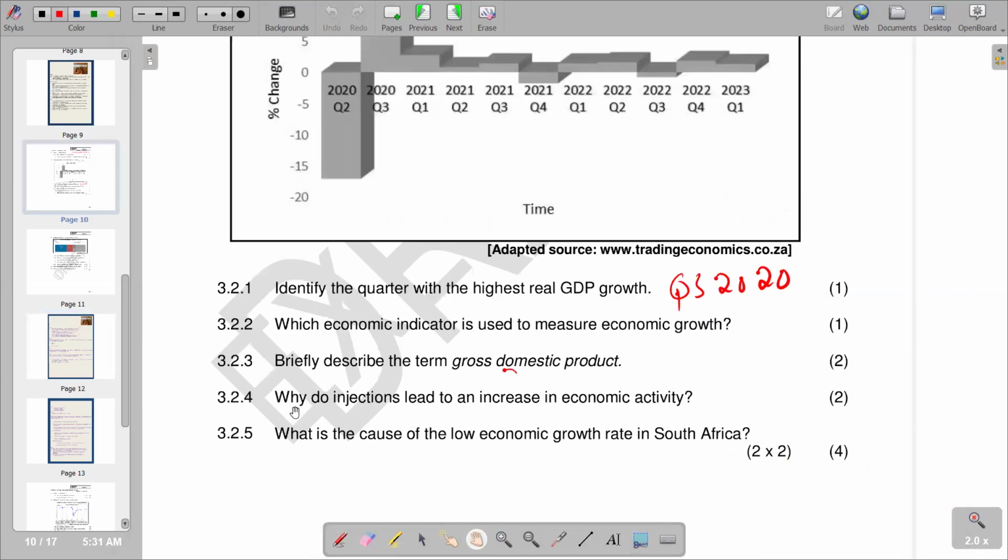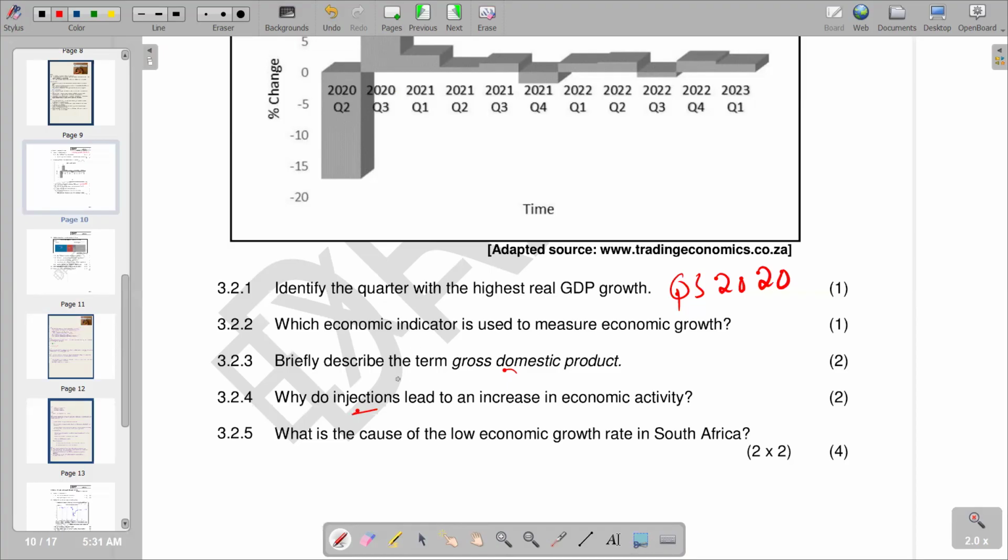On 3.2.4, it reads, why do injections lead to an increase in economic activity? So obviously, we want to understand what we mean by injections in the economy. Basically, injections is an addition or introduction of income to the circular flow of an economy. Therefore, injections increase the flow of income in an economy. So it's an addition that is taking place when we put injections of income in the circular flow.